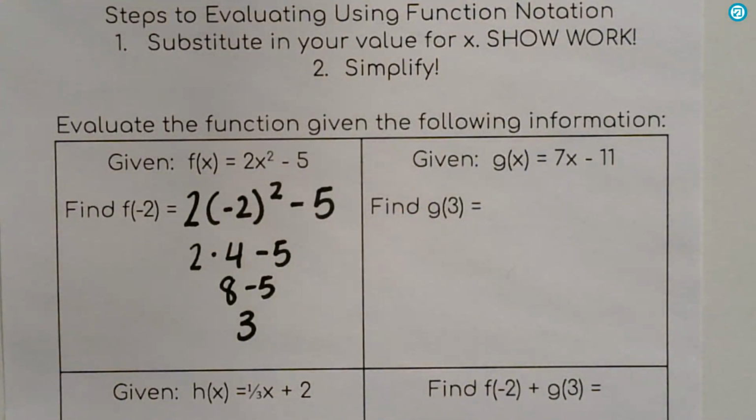All right, next one. We are given g of x equals 7x minus 11. This g of x is just us naming our function something else so that we can have multiple functions. You can have any function of x. So we've got g of x equals 7x minus 11. We want to find g of 3. That means we're going to plug in 3 for x.